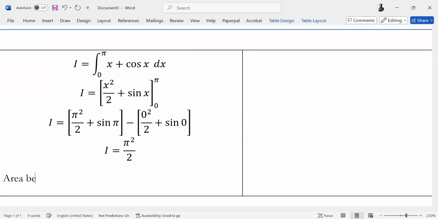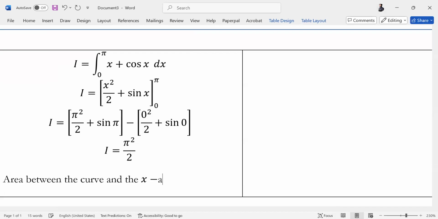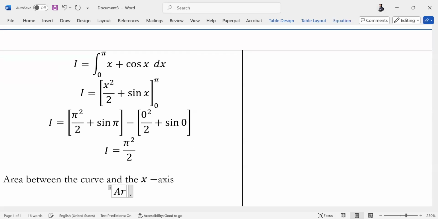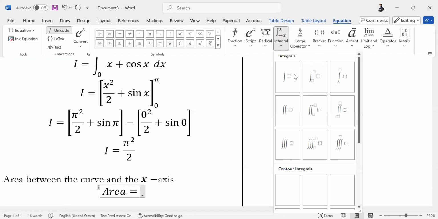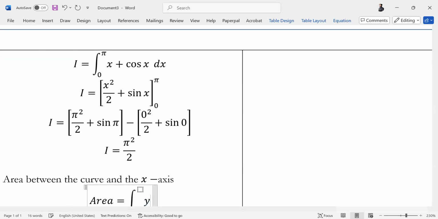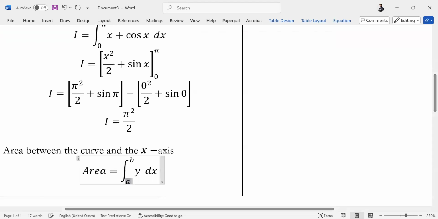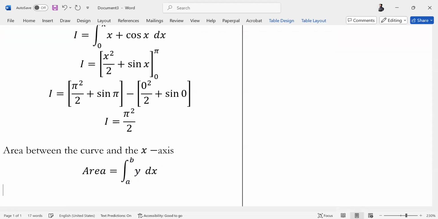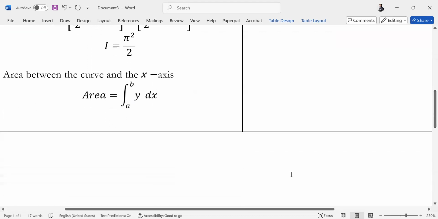When you're finding the area between the curve and the x-axis, what do you do? How do you find the area? I'll just write something that you have done in your AS, but you never paid attention to. You will integrate the entire equation of y with respect to x. Isn't this how you do it? You integrate with respect to x. What do you integrate? The entire equation of y.